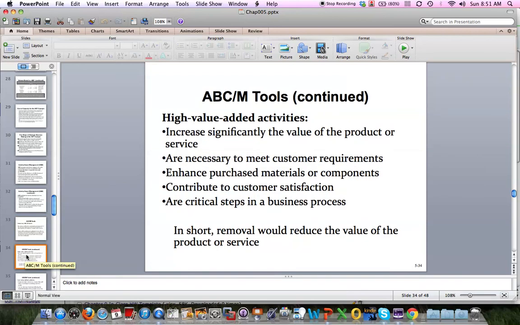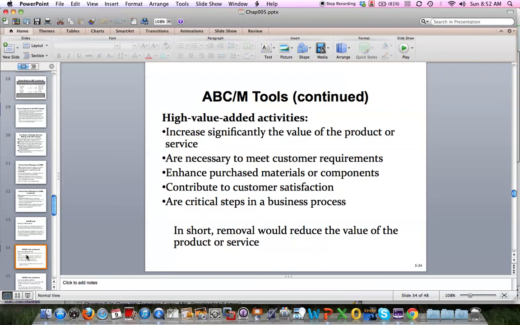And so under ABC ABM, we've got high value and low value activities. Page 144 starts to look at these. Bottom of page 144. High value activities, they increase significantly the value of the product or service, so it's absolutely needed. It's needed to meet customer requirements, enhances purchased materials or components, contributes to customer satisfaction, is a critical step.